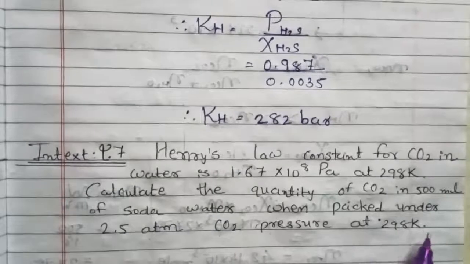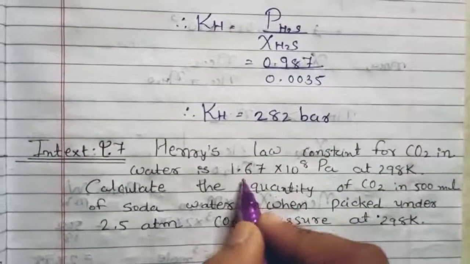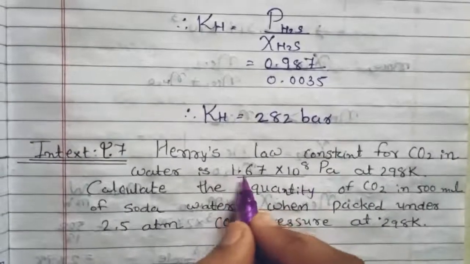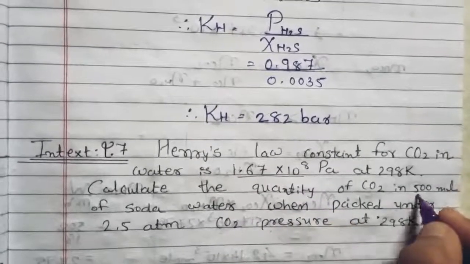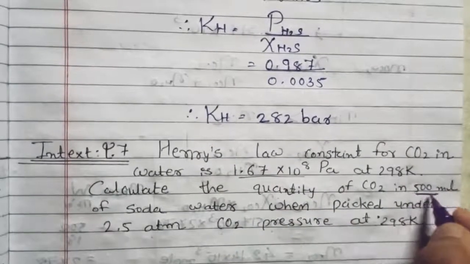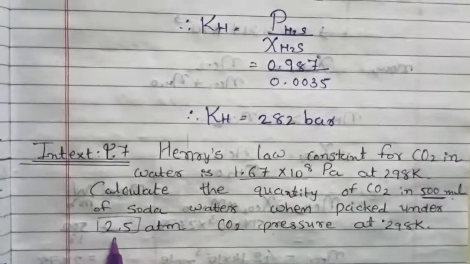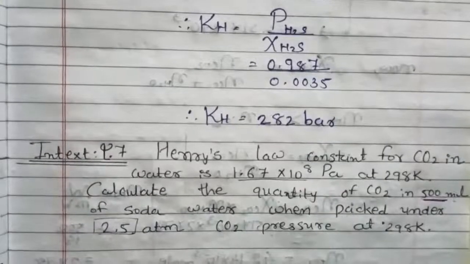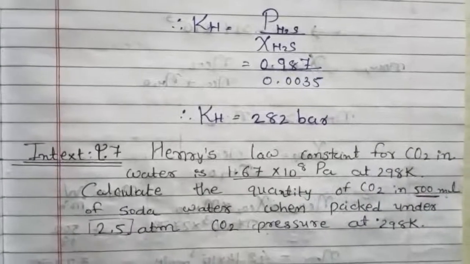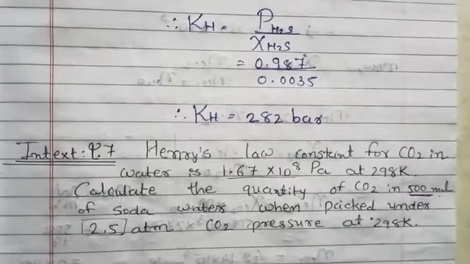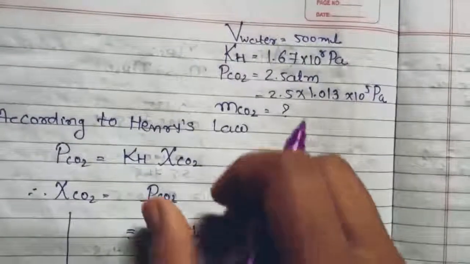Right, what is given here? We have the Henry law constant, which means the KH value is given, which is 1.67 into 10 to the power 8 Pascal. Also we are given that the volume of solution is 500 ml, and the pressure which we are applying is 2.5 atm. And we have to find the quantity of CO2 which we are dissolving. Right, means we have to find the mass of that CO2.